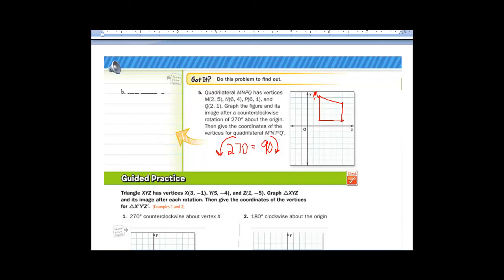So, about the origin. Here's what I know. If this point is 1 up and 2 over, then it's still going to be the same thing, only now it's going to be 1 over and 2 up. So let's label my points here. That's N, P, and Q. So this is point Q. Always start with the one closest to the origin. So this is Q, right?